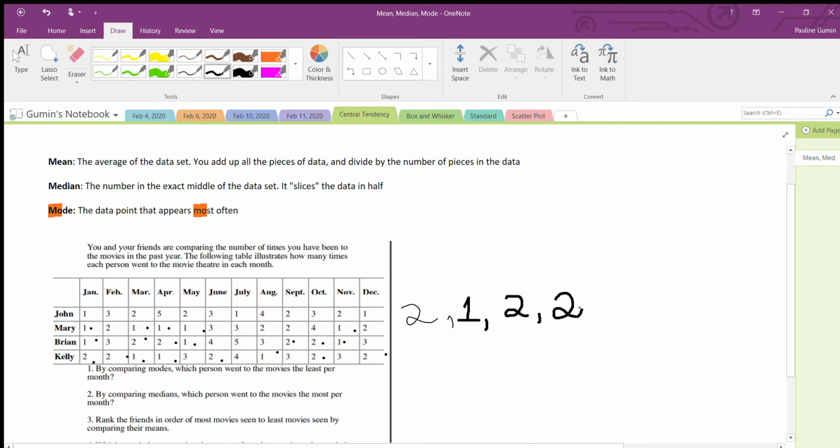Okay, so by comparing modes, which person went to the movies least per month? That would be M for Mary. I'm just going to keep it with an M.